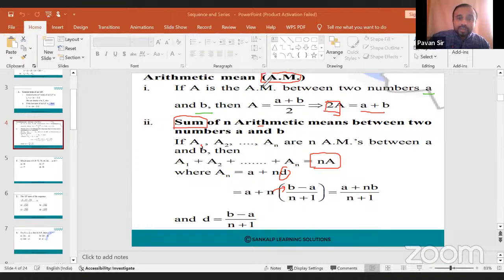So one arithmetic mean itself is what? (A plus B) by 2. Sum of n arithmetic means is nothing but n times (A plus B) upon 2. This is the indication. Is that clear? Have you all understood this? It's a basic topic for you all. Just try to recall it. You already learned it in PUC 1 and 10th, but for second year also you need to know about this. Okay. Next.